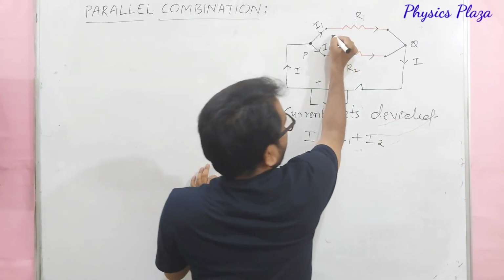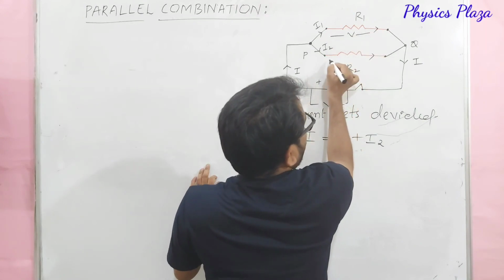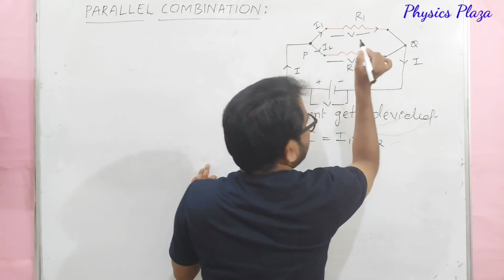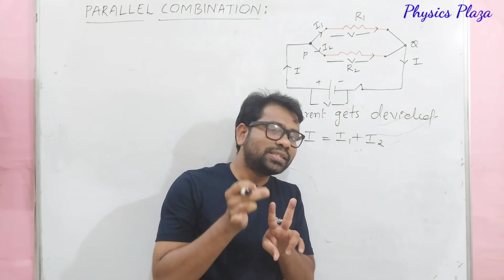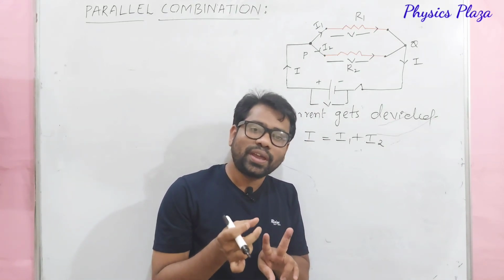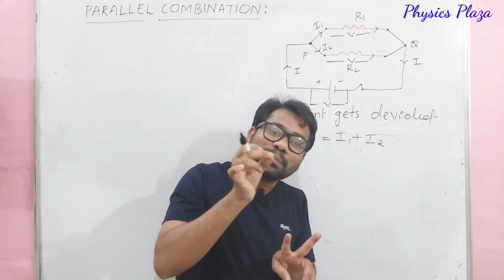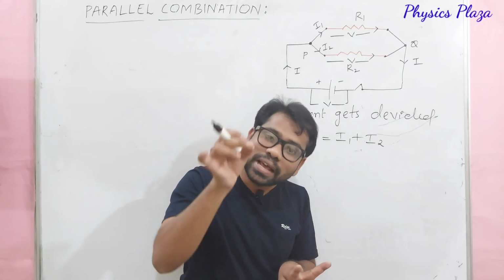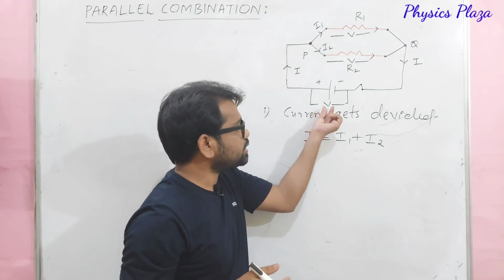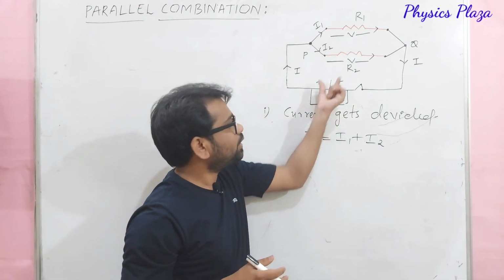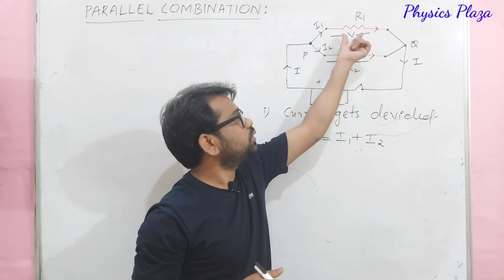So here also the potential difference is V only. Across this resistor also the potential difference is the same. So two points: first, current is getting divided among the resistors, whereas the potential difference remains constant across all resistors in a parallel combination. Across this, for example, the potential difference is 10 volt, across this also 10 volt only, and across this only 10 volts.